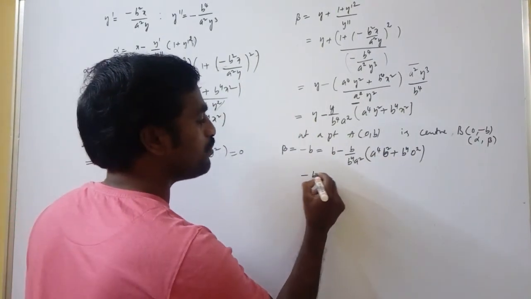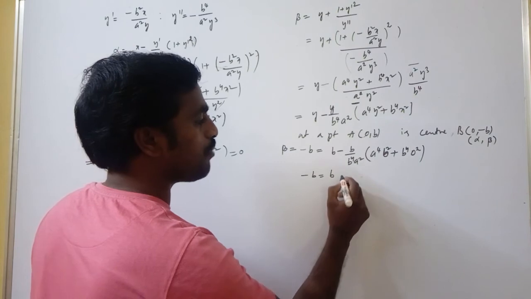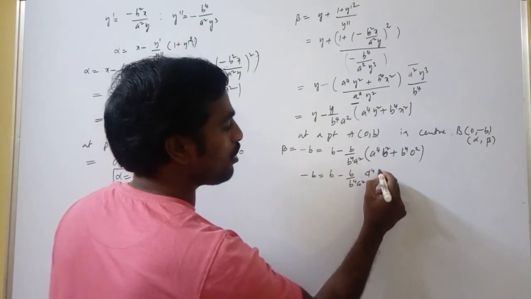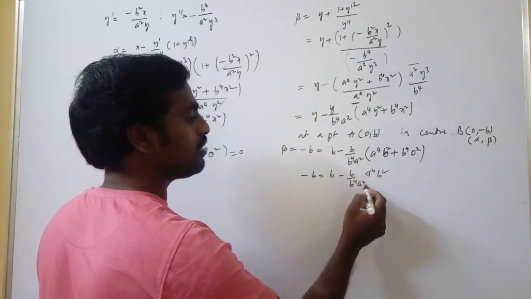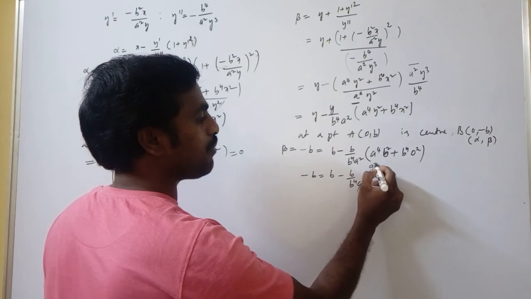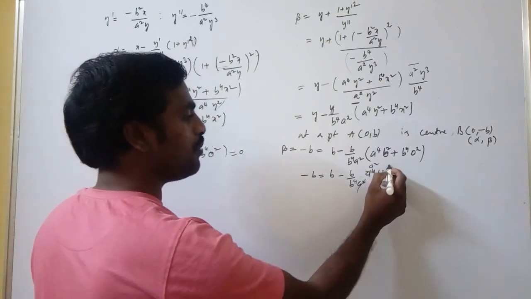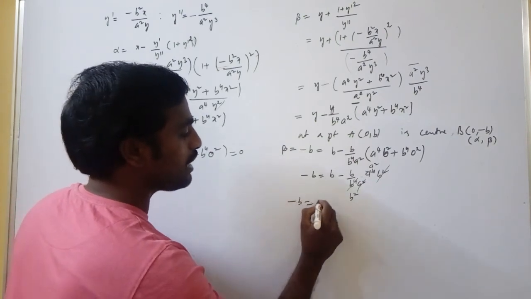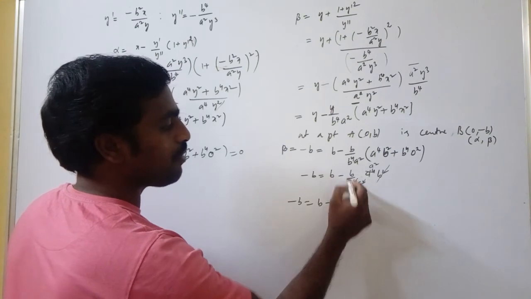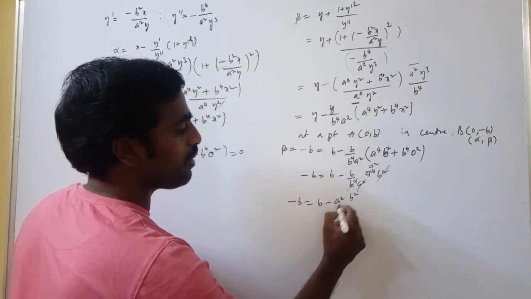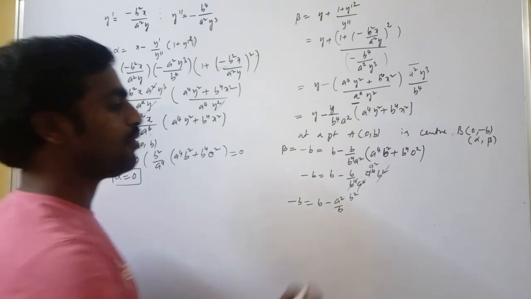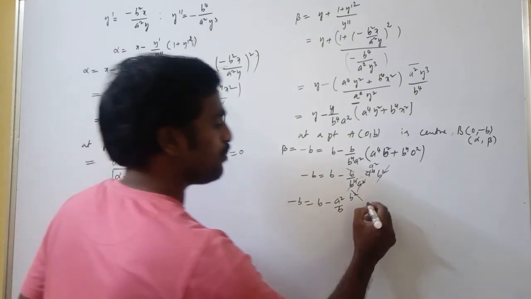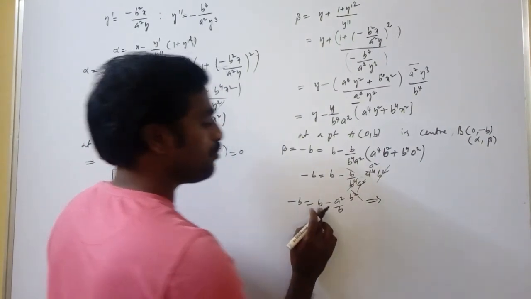So simplify that one: minus b equal to b minus b by b power 4 a power 2 into a power 4 b power 2. Simplify that one, a square, and finally a power 2; next b power 2, b power 2. So finally you get minus b is equal to b minus b and b, a power 2 by b. The denominator is the leading term, b and b square will be cancelled. Finally 1 by b. So b shifted to the right side.